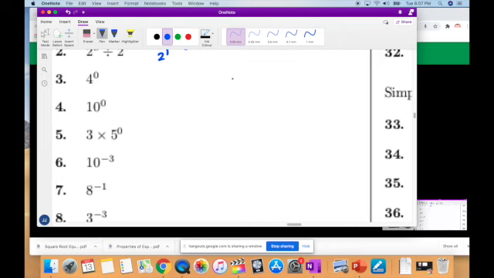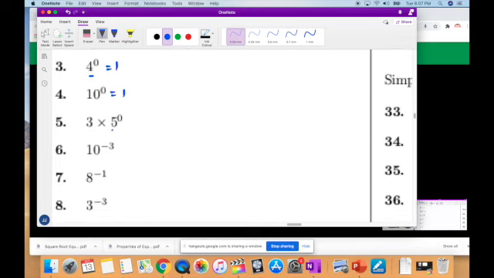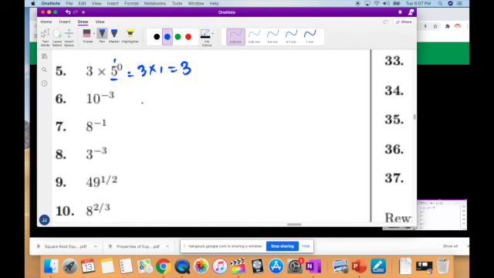Pretty simple. We know anything to the power of 0 is 1. This will end up being 1, so that will be 3 times 1, which is 3. This will simply just be 1 all over 10 to the power of 3, and that's all I really wanted to see. If you want, you could have put 1 over 1,000, that's fine, but that is the answer I wanted. This is really 1 over 8 to the power of 1, which is simply 1 over 8.